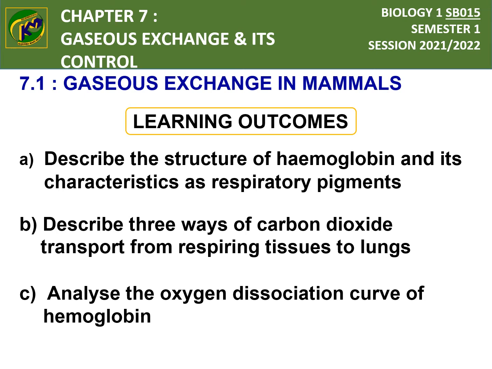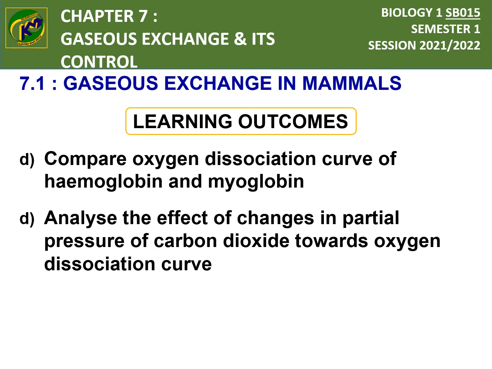Then you need to be able to describe three ways of carbon dioxide transport from respiring tissues to lungs. Then analyze the oxygen dissociation curve of hemoglobin. Then compare the oxygen dissociation curve of hemoglobin and myoglobin. And the last one, E, is to analyze the effect of changes in partial pressure of carbon dioxide towards the oxygen dissociation curve.